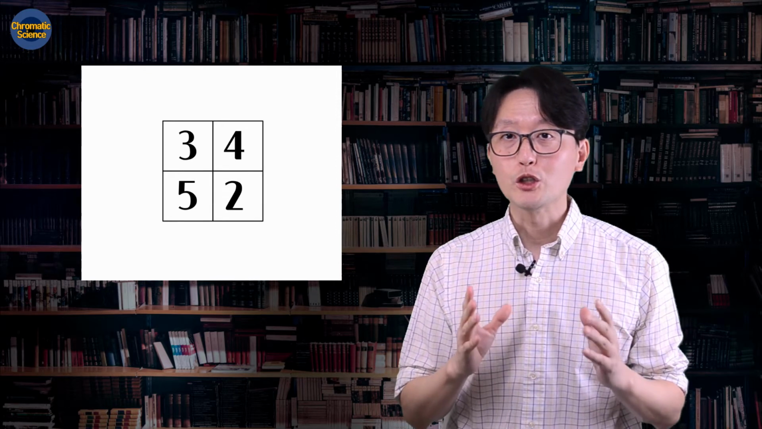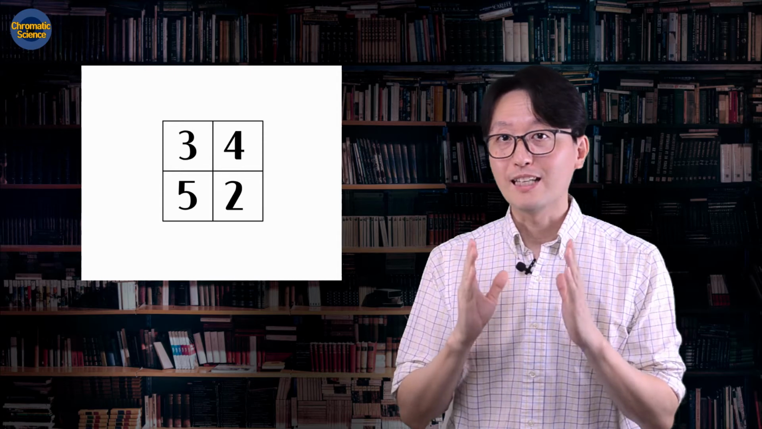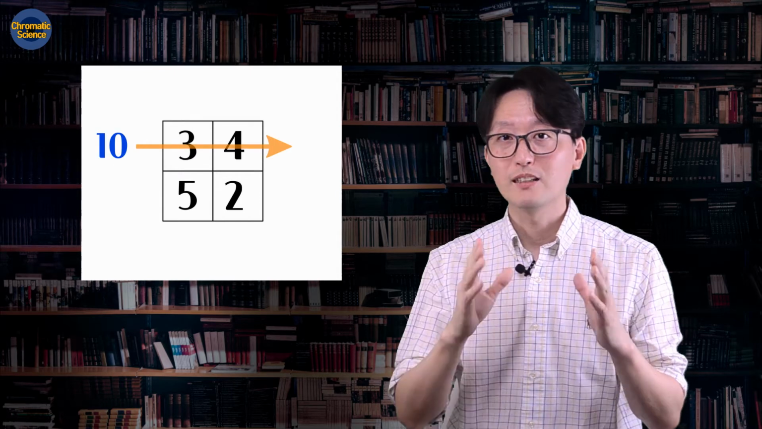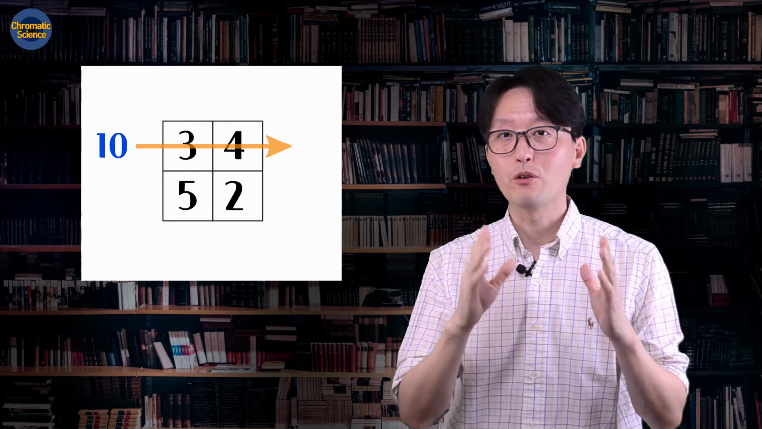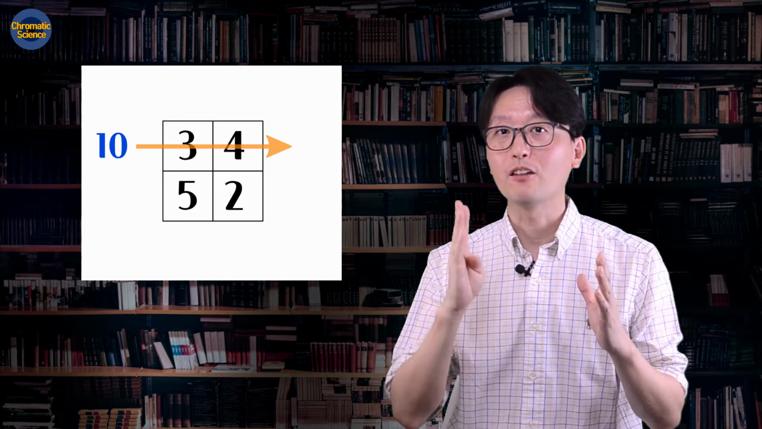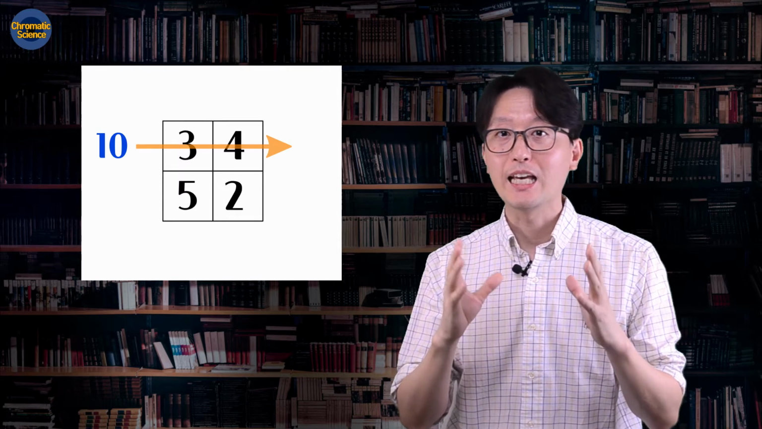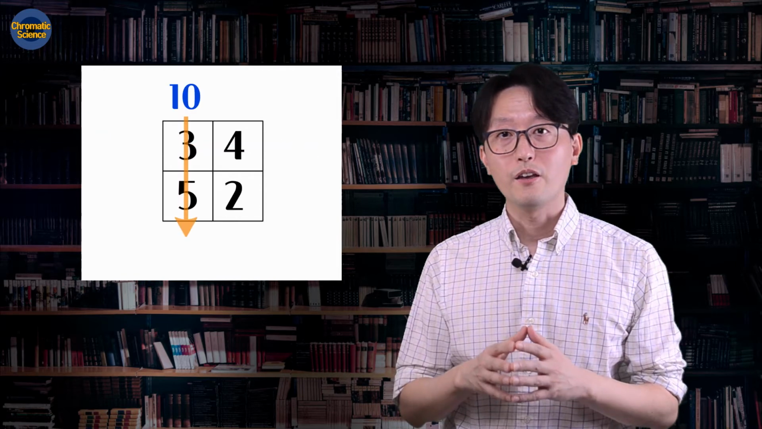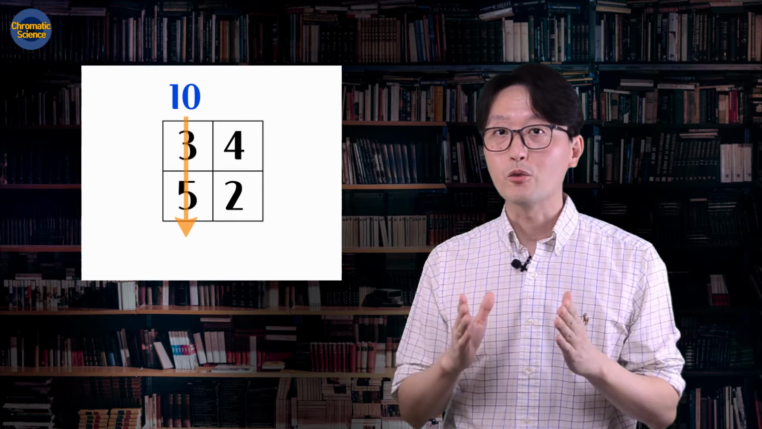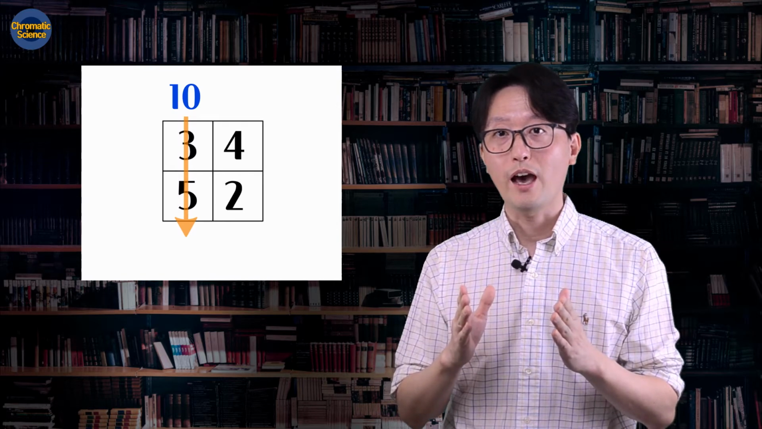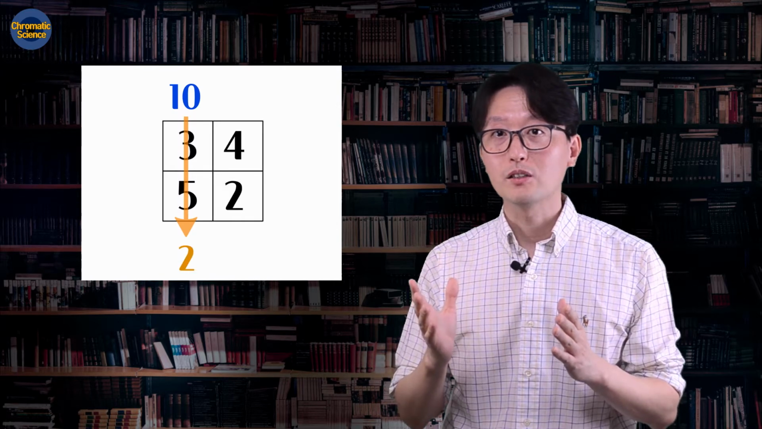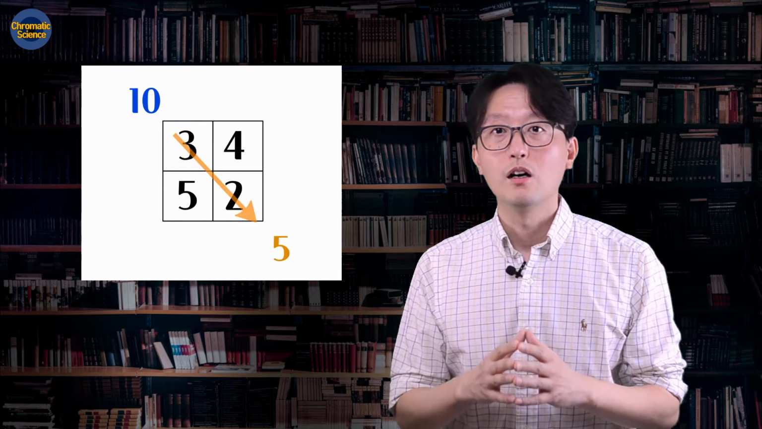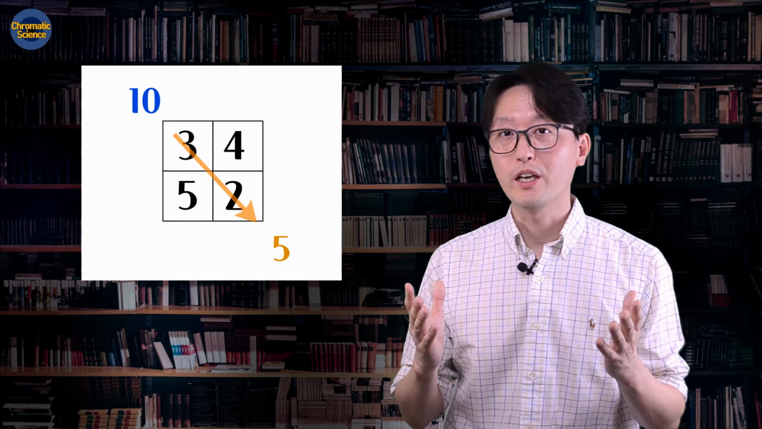Now, let's shoot X-ray with the intensity 10. When it goes through the top row, the X-ray intensity 10 will be reduced by 3 and 4. So remaining is just 3. 10 minus 3 minus 4. If you consider the vertical direction, then you're going to have 2 here because 10 minus 3 minus 5 equals 2. Along the diagonal direction, we have a 5.